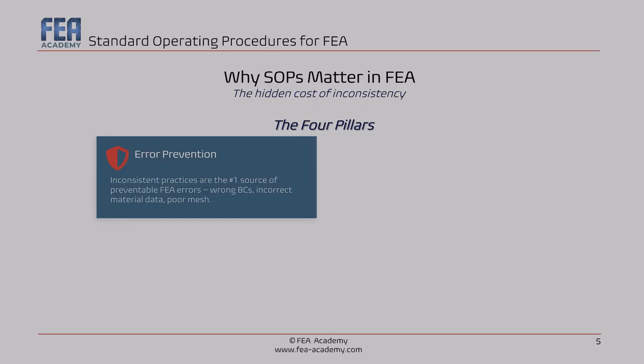Let me give you a specific real-world error type that SOPs directly prevent, the silent unit error. An analyst imports a CAD model exported in millimeters into a solver configured for meters. The geometry looks right, okay? Dimensions are off by a factor of 1,000, but visually it is the part that the analyst is expecting. Let's say it's a bracket, okay? It looks like a bracket.